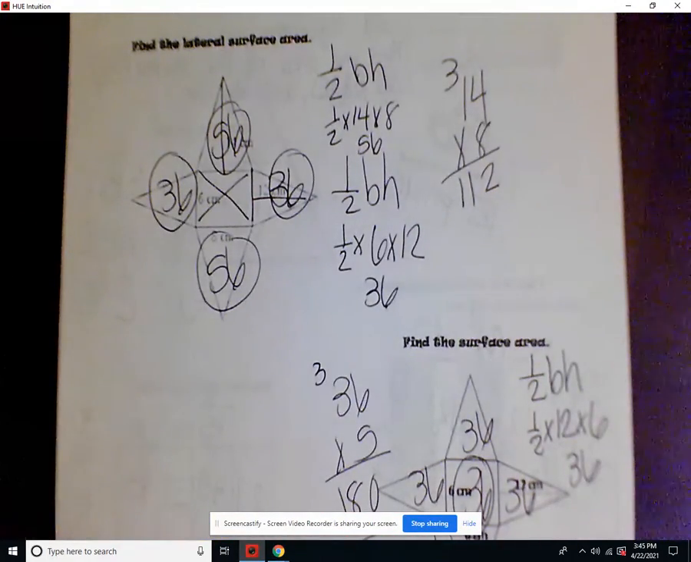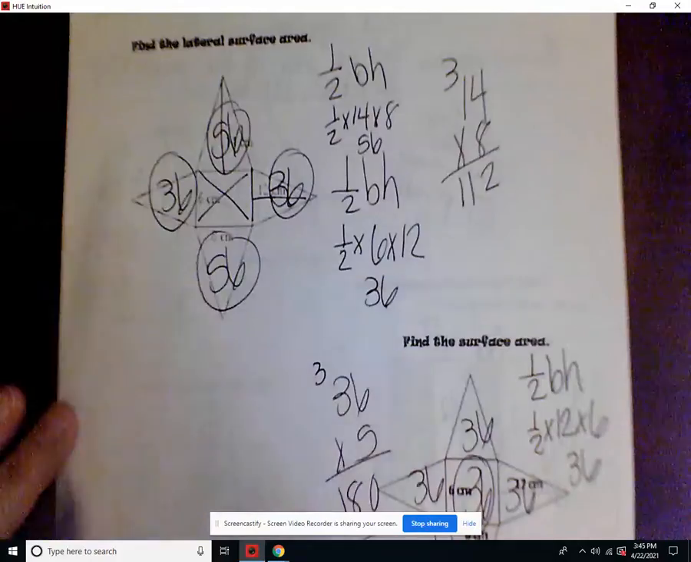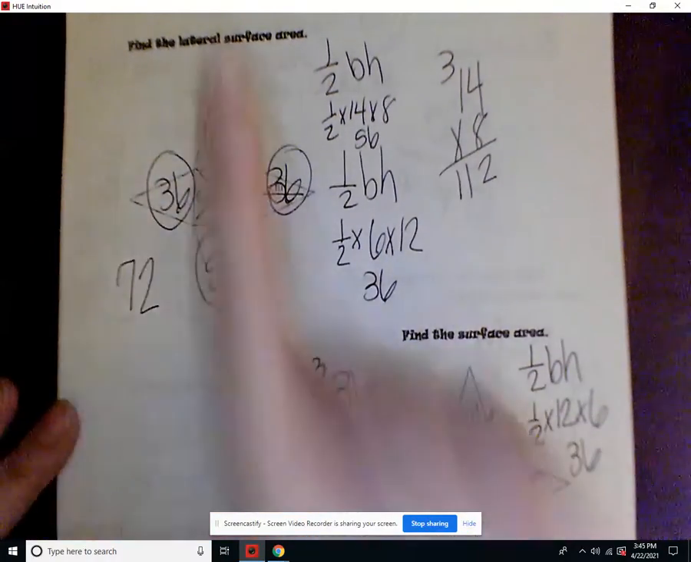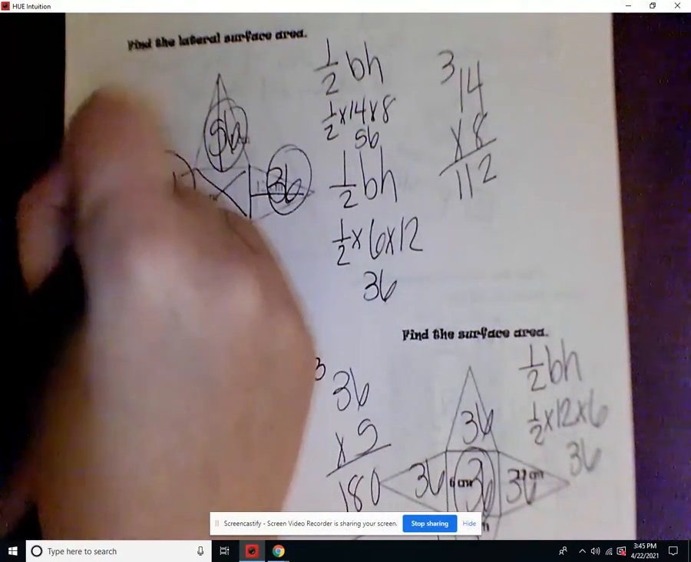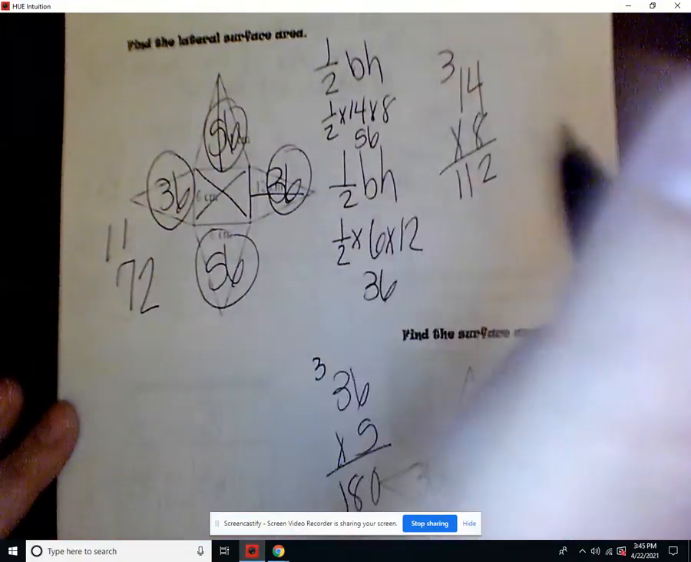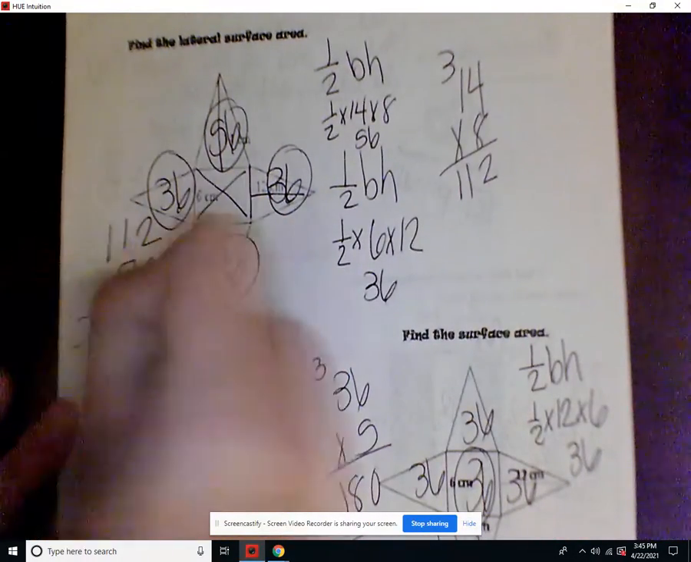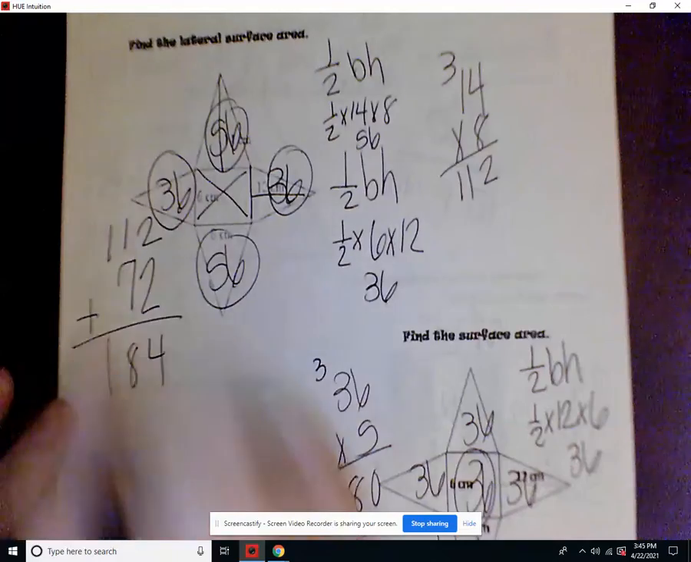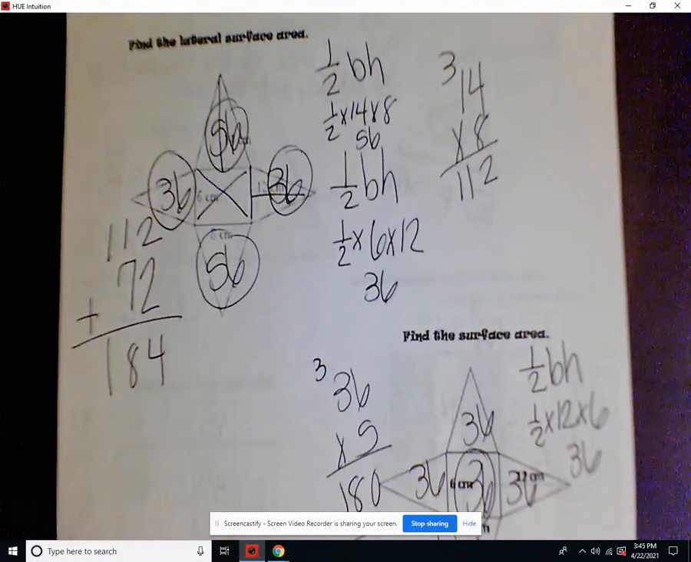And then we're going to add everything up. So 36 plus 36 is 72. 56 plus 56 is 112. Add that together, and we get 184.